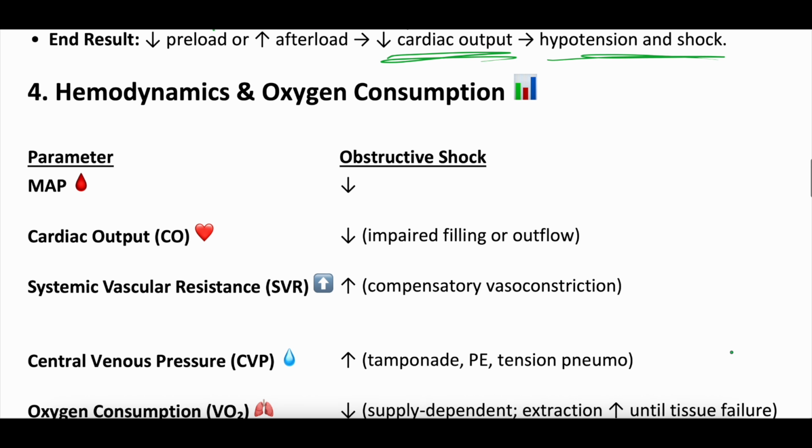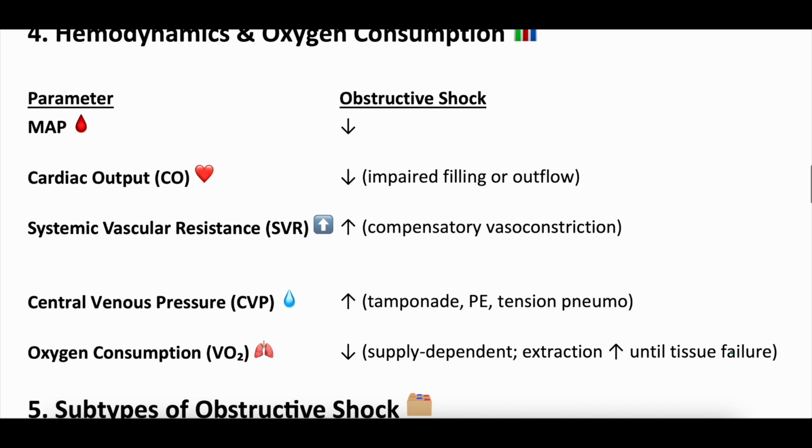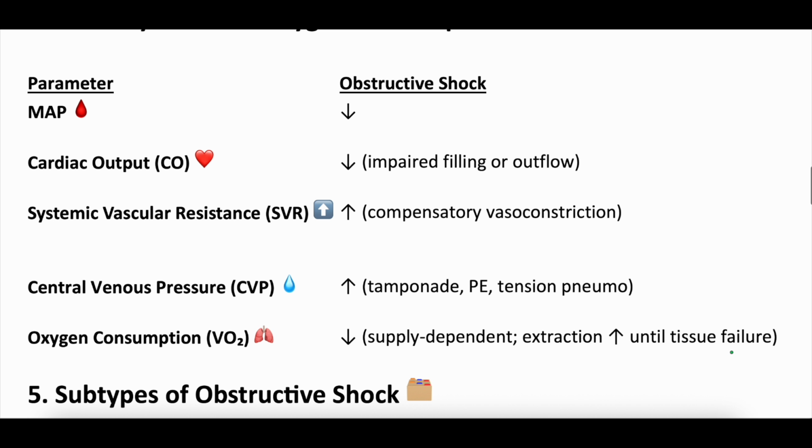So, hemodynamics and oxygen consumption. I think this is important, but it also has to be digested in the clinical context. We're going to talk about parameters and whether each is low, high, or neutral in obstructive shock. The mean arterial pressure, the MAP: you can have physiologic shock with a normal MAP, but for the classical scenario, you're in shock, so your MAP's going to be low.